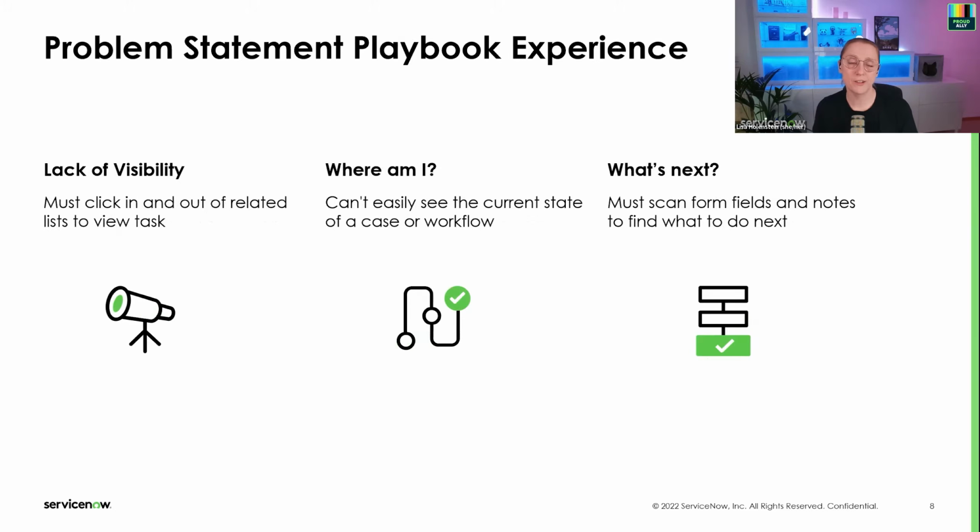A small dive into the playbook experience side. So what are the problems that agents will face when dealing with complex processes? So first of all, they cannot see all of the components and steps that make up the process. They will need to drill in and out of related tasks and navigate to other parts of the platform. It takes quite a bit of training effort to make the agent understand which step comes next in the process. They must analyze the forms and notes to find the right path and figure out the next step.